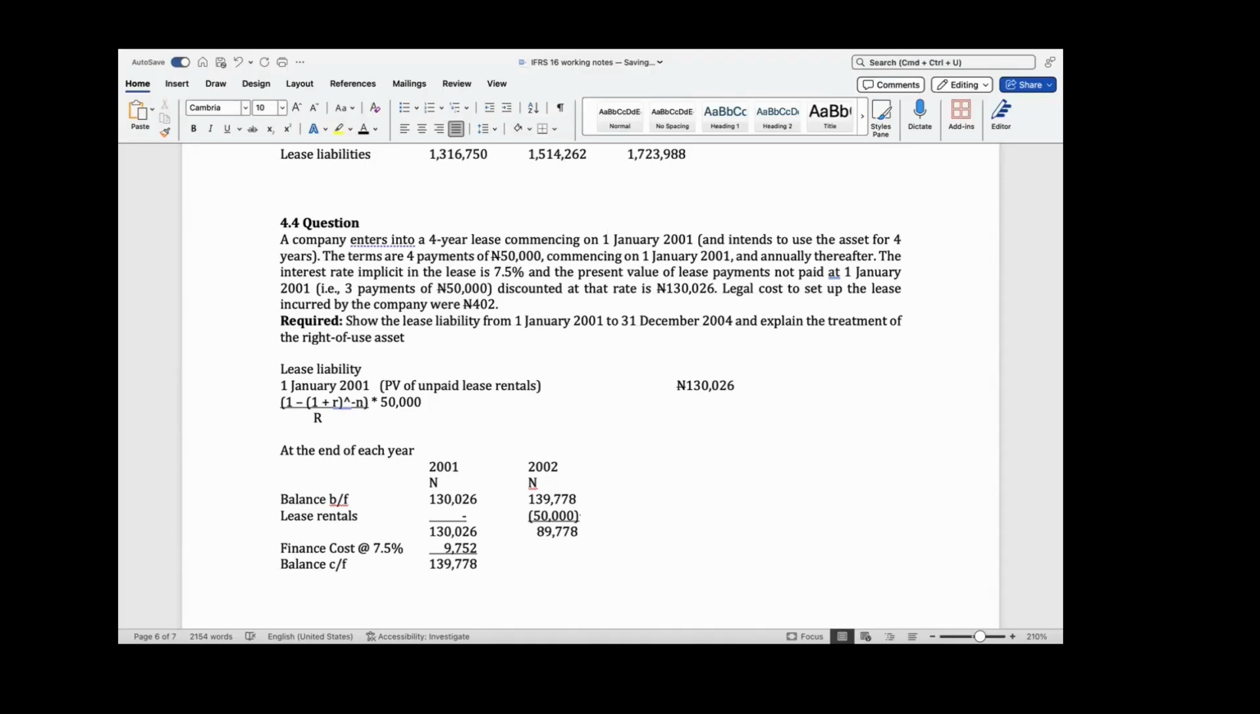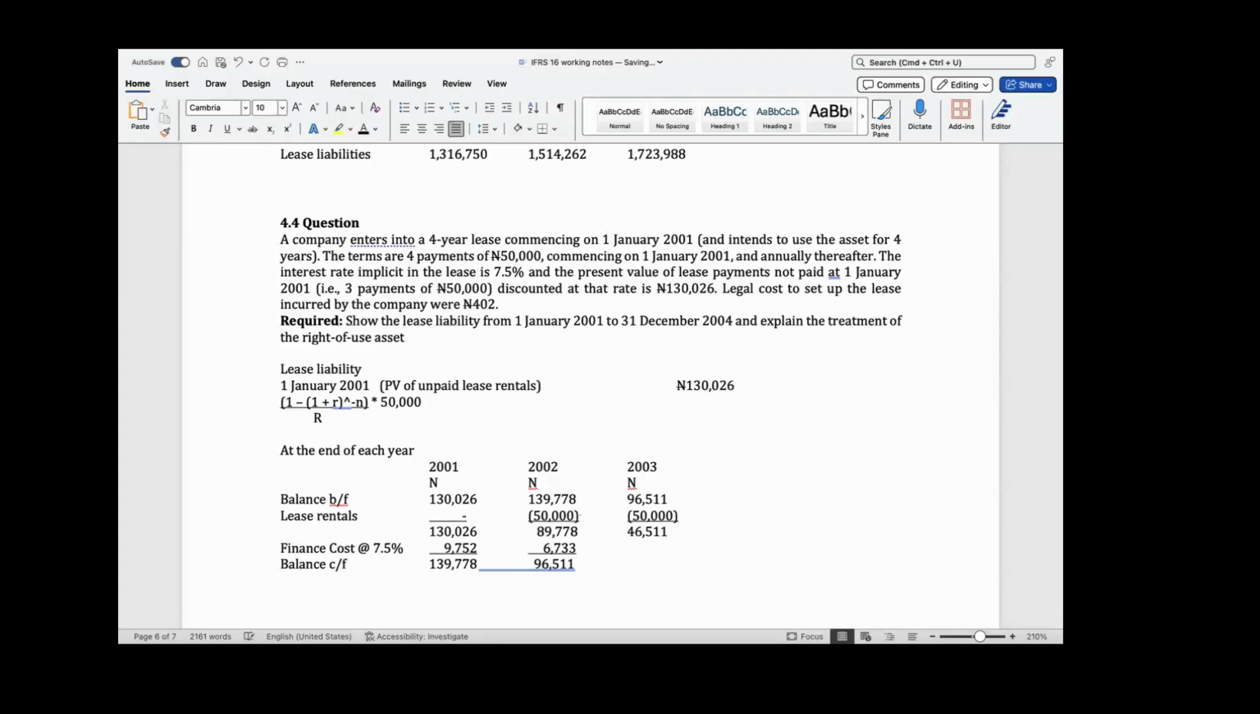What's the finance cost? 6,733. Can you add it together, please? 96,511. In 2003, we have 46,511.